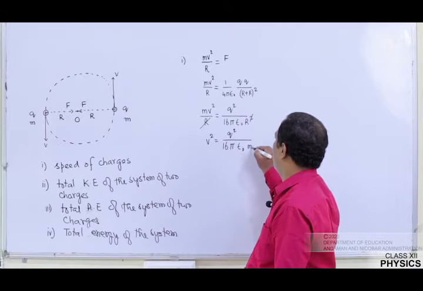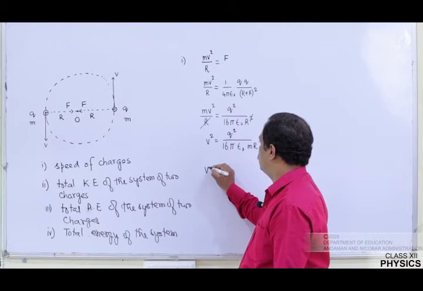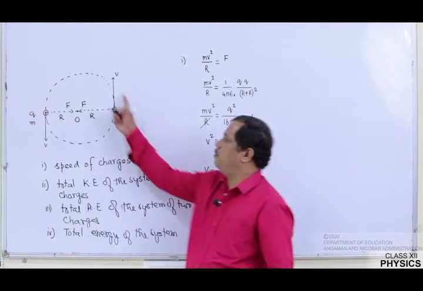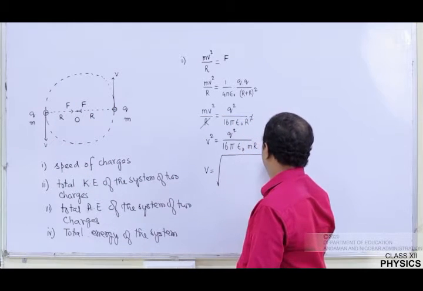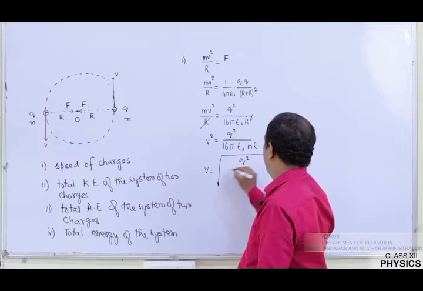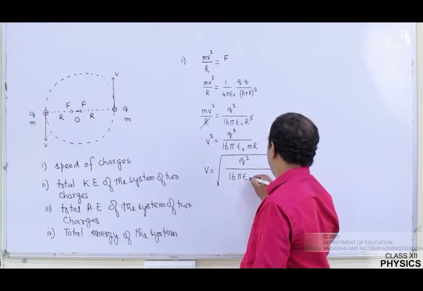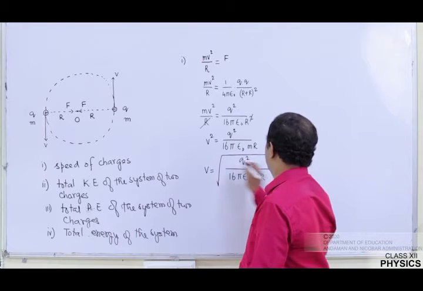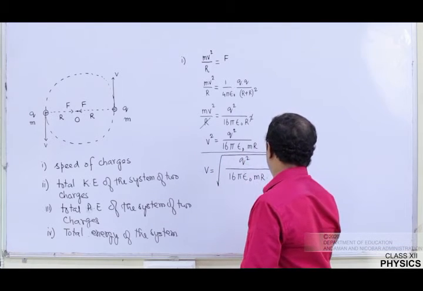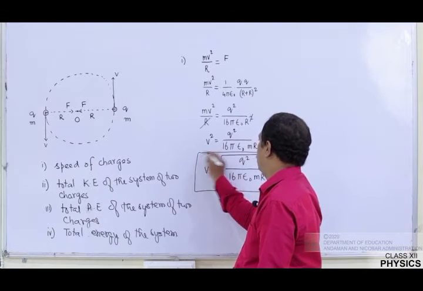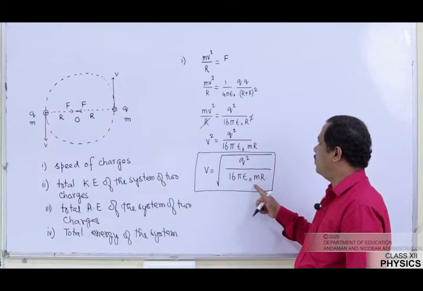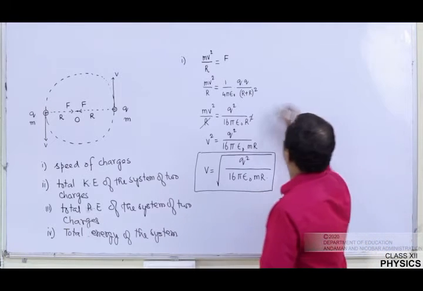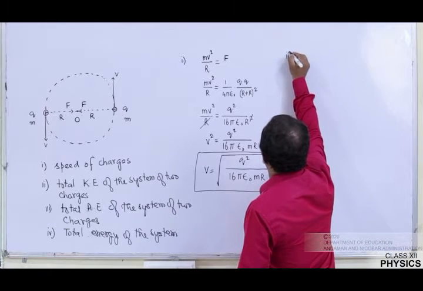So the speed with which the charged particles revolve around is given as under root of q square by 16 pi epsilon naught into m into r. So this is the answer for the first question: v is equal to root under q square by 16 pi epsilon naught into m into r. Let us talk about the second.